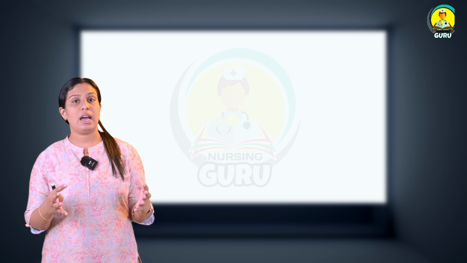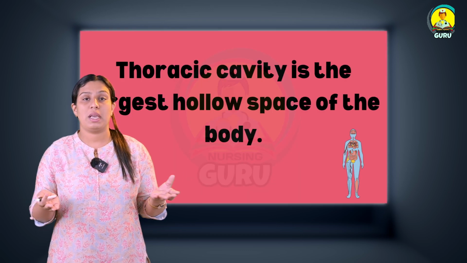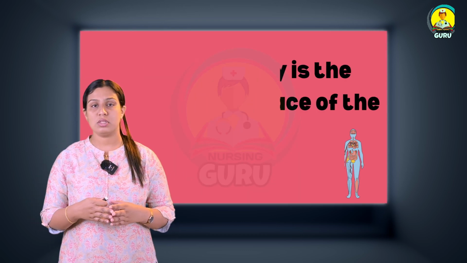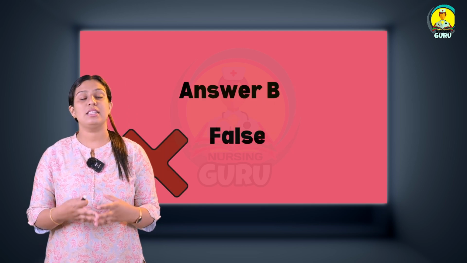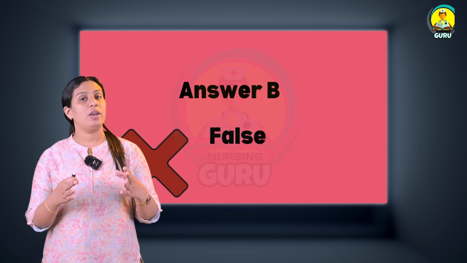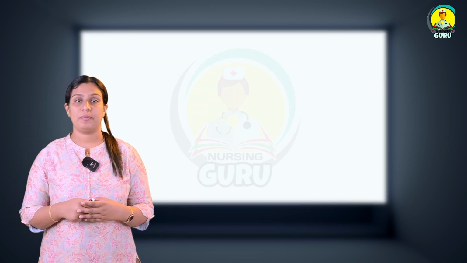Next question is regarding the thoracic cavity. Thoracic cavity is the largest hollow space in the body. This is a true or false question. So, 2 options are there, true or false. Which is the answer? The answer is option B. Okay, I hope it is clear. So, we can check the next question.